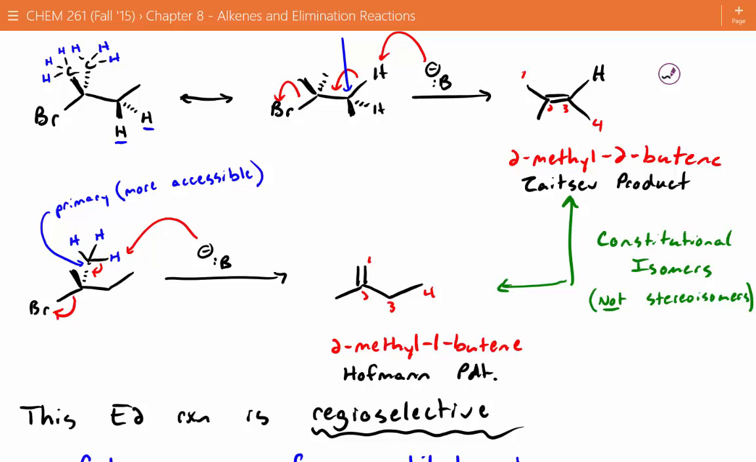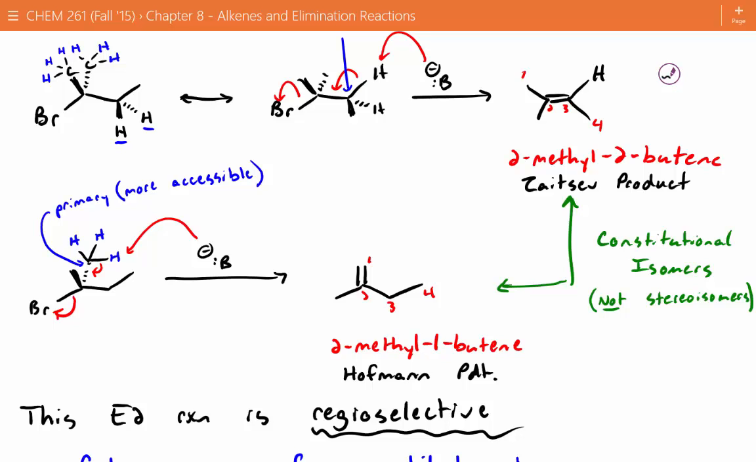Yep? How come the Zaitsev product is a secondary? So you see how the Zaitsev product, in this case, is a tri-substituted alkene? That means it's more substituted than our Hofmann product, which is a di-substituted alkene.